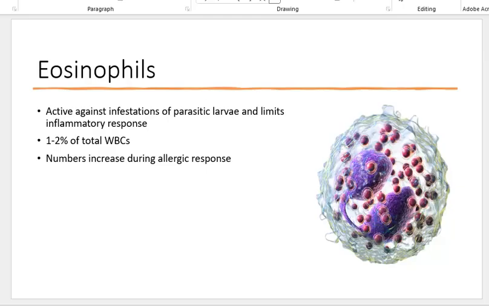Next, we have eosinophils. These come from the myeloid line. They do contain many vasoactive chemicals. They're only 1 to 2% of the white blood cells. They're the most active against infestation of parasites and larvae. They limit the inflammatory reaction. Their numbers do increase with allergic reaction.